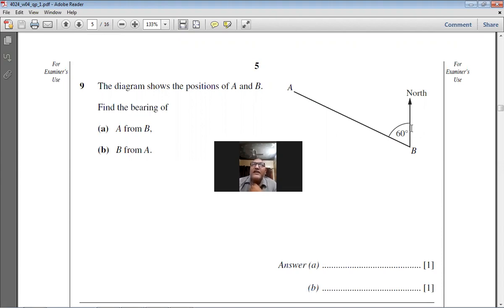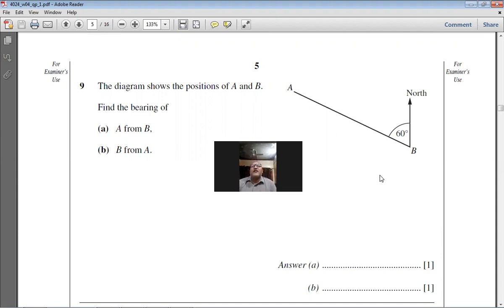Because the bearing is A from B, it means on B you will have the north, and from that north I will move clockwise and go to the BA line. So I want to know this angle. That will be 360 minus 60, and that will be 300. So the bearing of A from B will be 300.